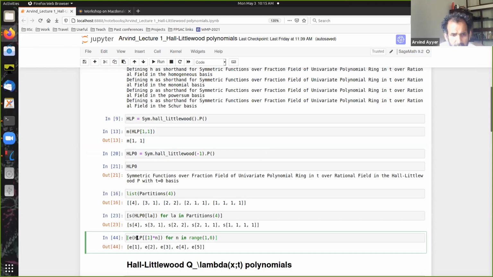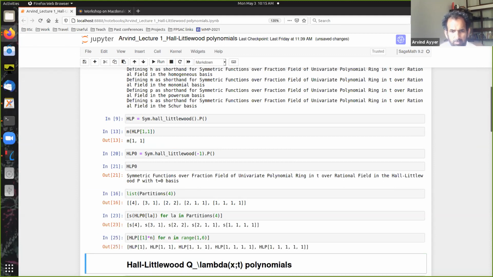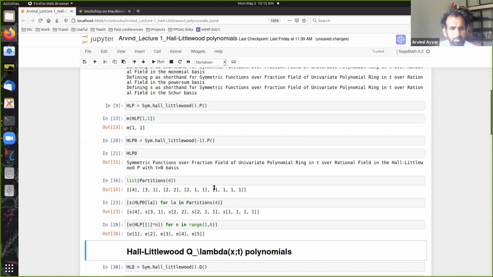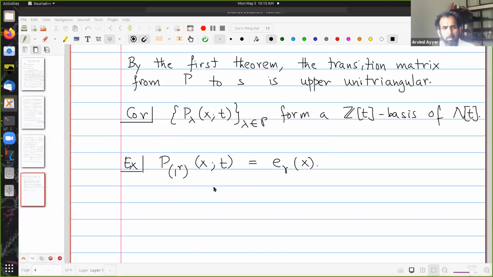So now I'm taking the original Hall-Littlewood polynomial with t. When I take the partition 1 to the n, which just means 1, 1, 1, 1 n times, for different values of n, you will get the elementary symmetric function. Okay. I wonder what happens if I do this. Okay, so it gives it in a stupid way, but if I expand in the E basis, I get this.